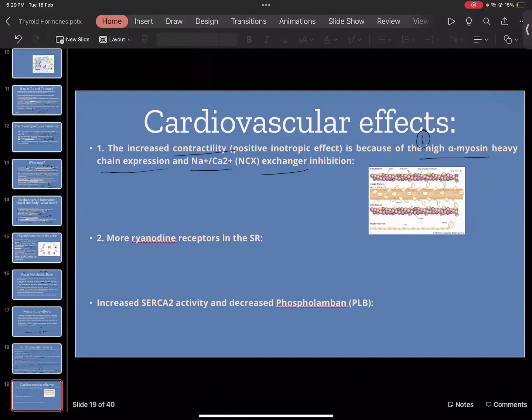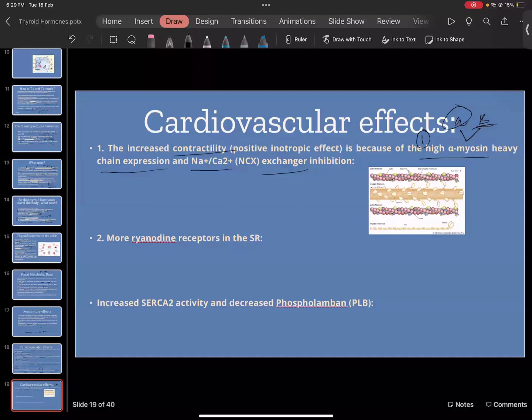Right? Okay, so the important thing to understand is that we have two types of myosin. We have alpha myosin and we have beta myosin. Alpha myosin is the one that has really fast contraction, while beta myosin has a slow contraction. And that's why we get increased contractility, a faster contraction, when we have the alpha myosin heavy chain.